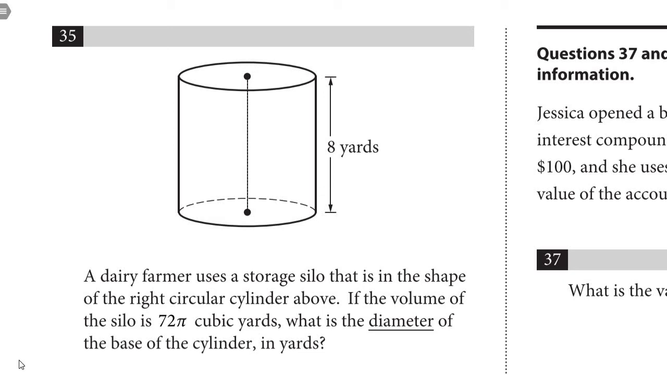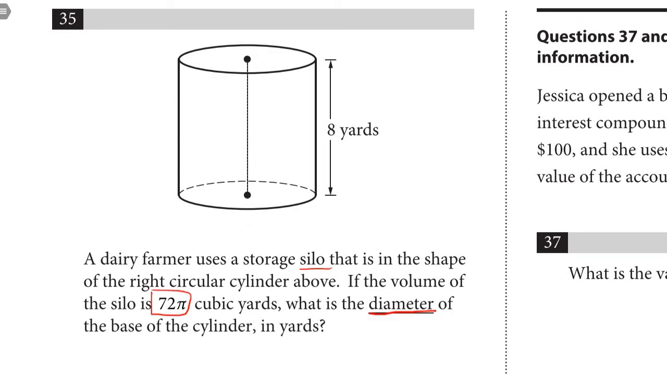A dairy farmer uses a storage silo that is in the shape of a right circular cylinder above. If the volume of the silo is 72 pi cubic yards, what is the diameter, underline that again, of the base of the cylinder in yards?